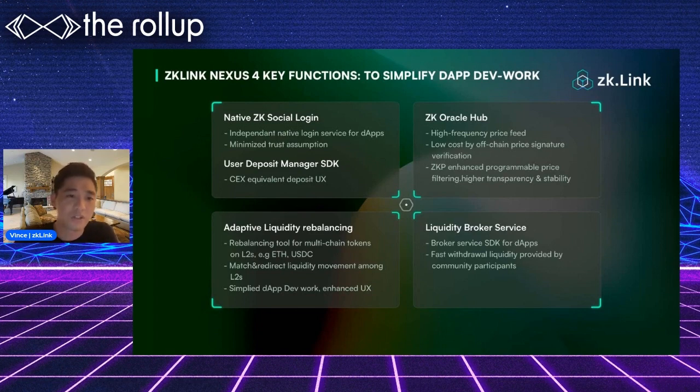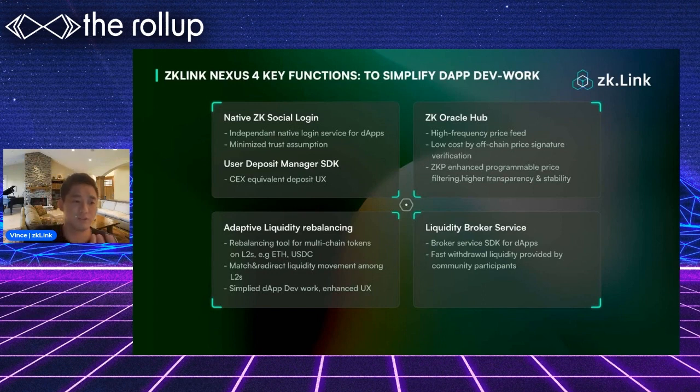The third key function is the adaptive liquidity rebalancing. Why is this needed? This adaptive liquidity rebalancing is certainly not needed on a layer 3 that is deployed on a single rollup. But if you have a layer 3 deployed on top of multiple layer 2s, then you have liquidity movement from one layer to another. So some of the time you will see, for example, user funds or liquidity moving from, for example, Starknet to zkSync or the other way around.